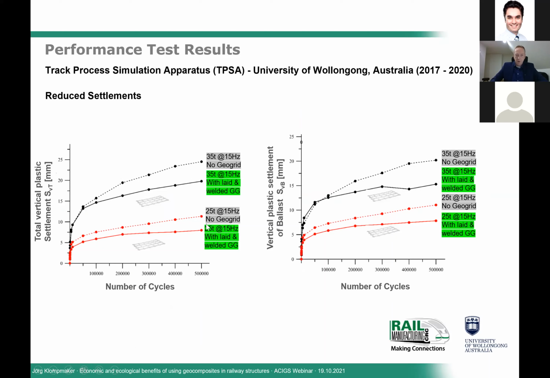Same at the bottom one. This is at the lower load at 25 tons, again at 15 Hertz with geogrid. The continuous red line is with geogrid and the dotted line is without any geogrid. So looking at these results, approximately at 500,000 load cycles, we can measure up to 20 to 30% total settlement reduction. And if we only focus on the reduction in settlements measured in the ballast layer, this is approximately 24 to 30% for these two loading scenarios. So, substantial settlement reduction as a result of the installation of a laid and welded geogrid.